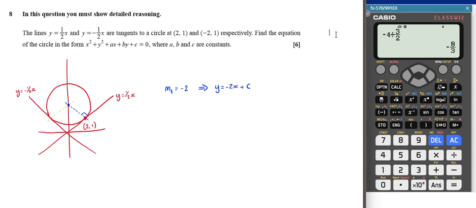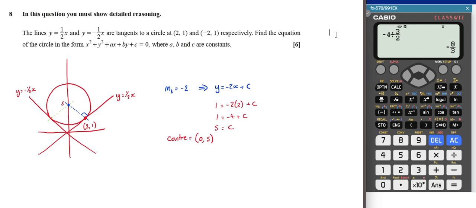If I have that blue equation, that means that 1 is minus 2 lots of 2 plus c. 1 is minus 4 plus c. So 5 is c. So I therefore know the centre is (0, 5). What I can then do is, if I know that is (0, 5), I can find the length of that blue dotted line.